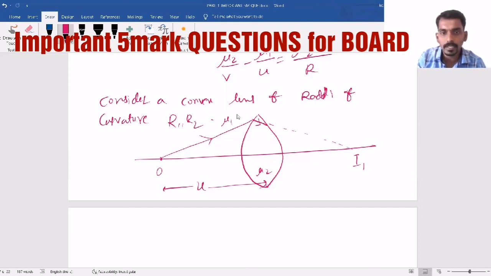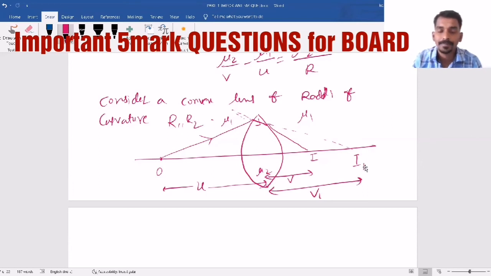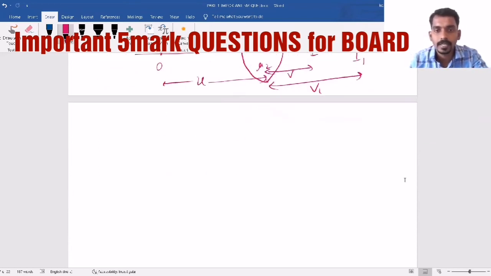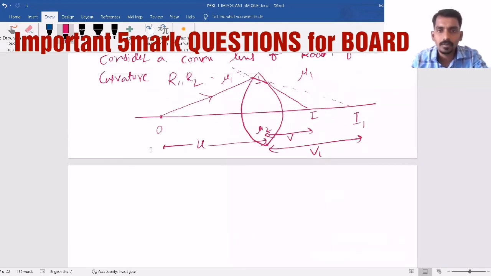Now this ray will become like the incident ray for the second surface, which is the interface of mu 2 and mu 1, then again it undergoes refraction and the final image will form here. The final image distance let's take v, and the intermediate virtual image distance let us take v1, which is also just like a virtual object for the second surface. So what is happening here is first refraction is taking place from mu 1 to mu 2, the object O is in medium mu 1 and the image is virtual, that is I1 in medium 2.